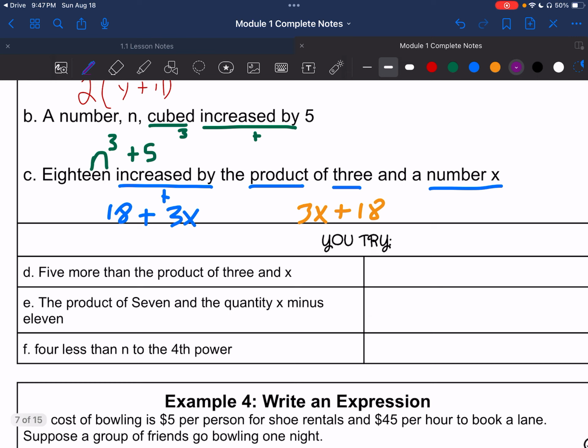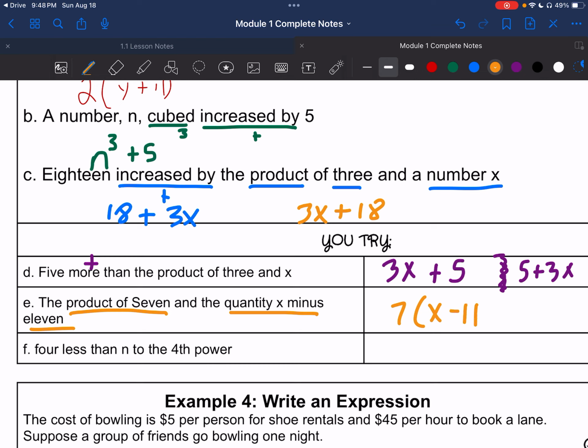Letter D, we have 5 more than the product of 3 and x. 5 more than tells us we are adding 5. So we have the product of 3 and x, and we are adding 5. You could also have written it as 5 plus 3x, and that's my like squiggle, alternate universe kind of thing. Now, letter E, we have the product of 7 and the quantity x minus 11. So we have 7 on the outside. The quantity tells us parentheses x minus 11.